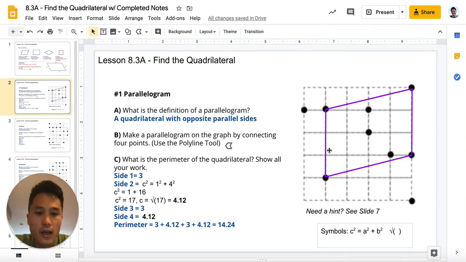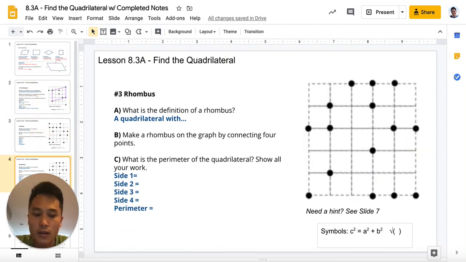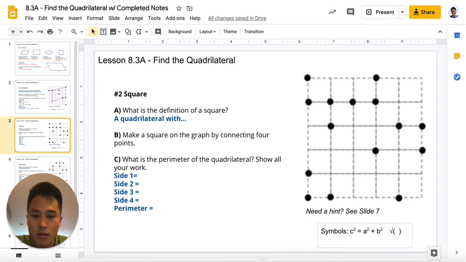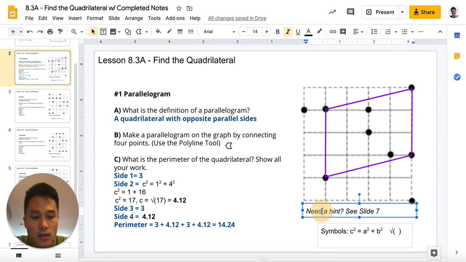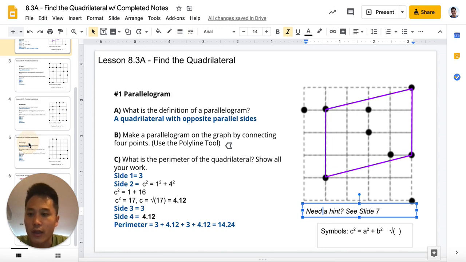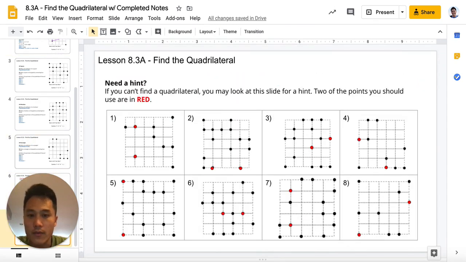Okay, so we just did that with a parallelogram. You're going to do a similar exercise with a square, a rhombus, and a couple more. One thing I do want to point out is that for each of these puzzles, if you have some difficulty finding the parallelogram, notice here, if you need a hint, see slide 7. Because on the very last slide, on slide 7, I've highlighted 2 of the points that you're supposed to use in red. So that can get you started if you're stuck.